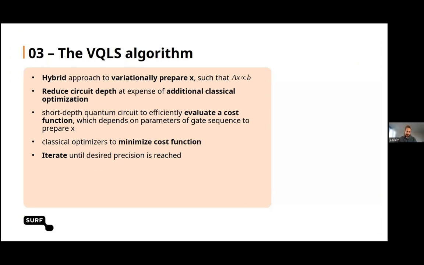So this brings us to VQLS. As I said, this is a hybrid approach to variationally prepare X, such that we get some AX that is proportional to the solution B. We can here reduce the circuit depth, which is the main goal of using a variational approach, at the expense, at least in this case, of additional classical optimization. We have then short depth quantum circuits to evaluate a cost function efficiently, and they depend on the parameters of a gate sequence that we use to prepare X. We then use a classical optimizer to minimize the cost function, and we iterate this process until we reach a desired precision. So next slide, please.